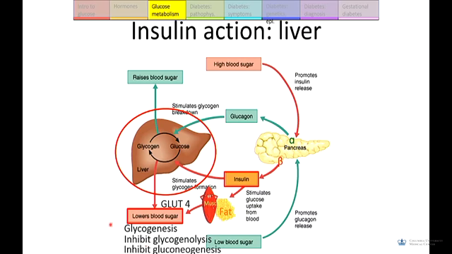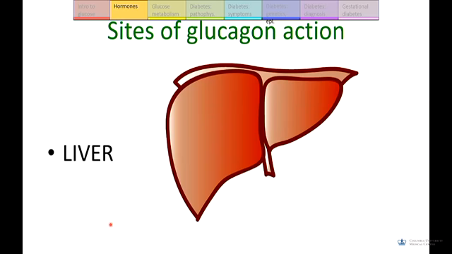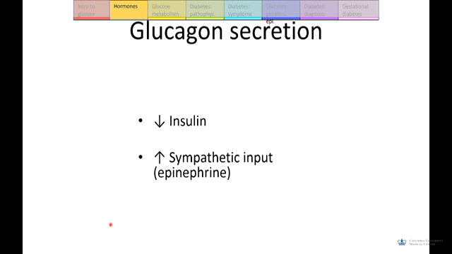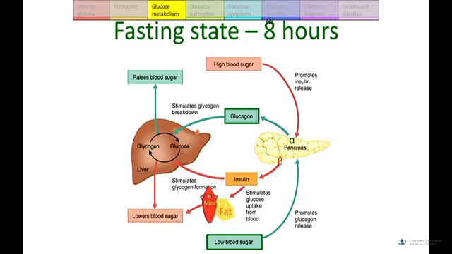So now we'll move on to glucagon, which is the big hormone in the fasting and starved state. Glucagon only works on the liver. We saw before insulin worked on the liver, the fat, and the muscle. Glucagon only works on the liver. What does glucagon do? It inhibits insulin secretion. It also increases your sympathetic input. So in your fasting and starved state, you have increased sympathetic input, which has increased epinephrine in your body.